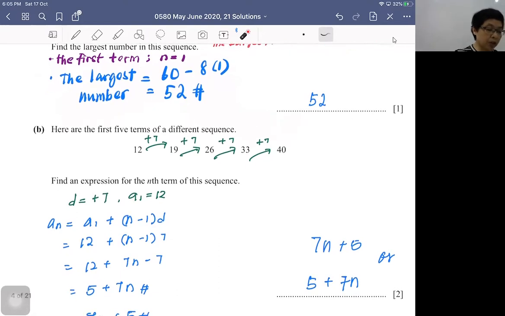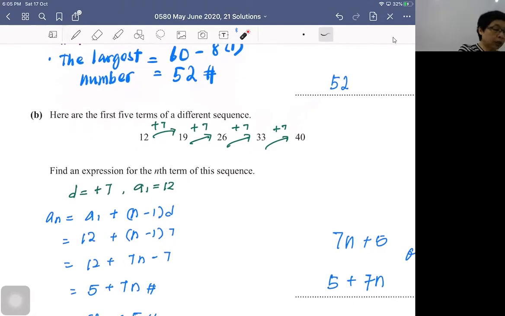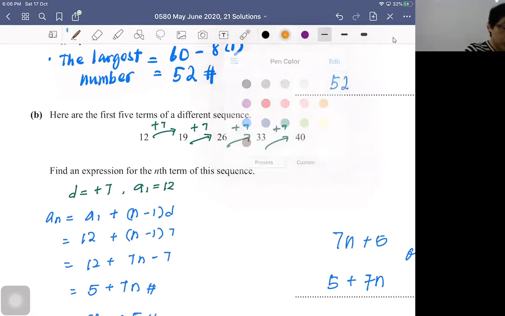And then for part B, here are the first 5 terms of a completely different sequence. Find an expression for the nth term of the sequence. All right, so you notice again, what type of series is this? When you notice that they have a common difference, let me show that to us.